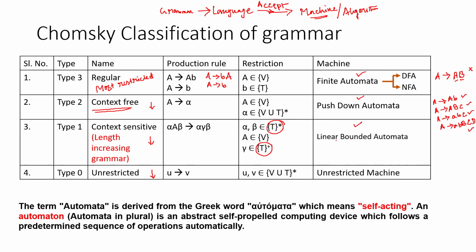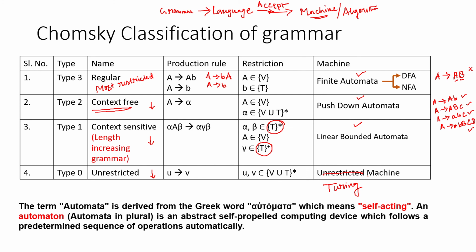If it is unrestricted grammar, this is, it should not be unrestricted machine. Here it should say it should be Turing machine. Or some people say Turing machine. So this Turing machine will accept the grammar of the understood language.